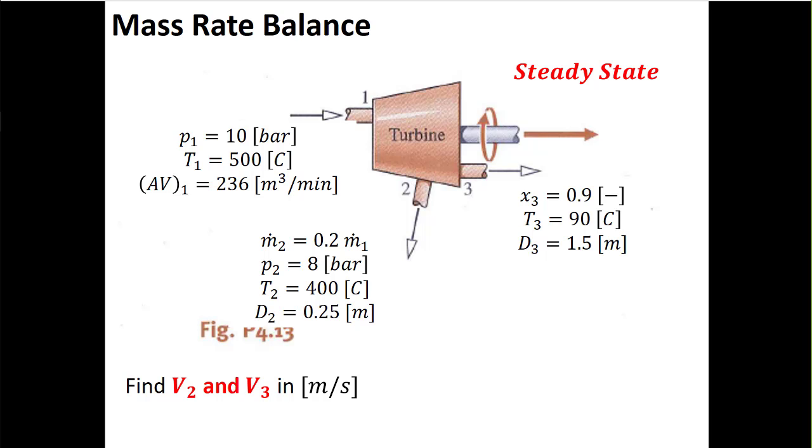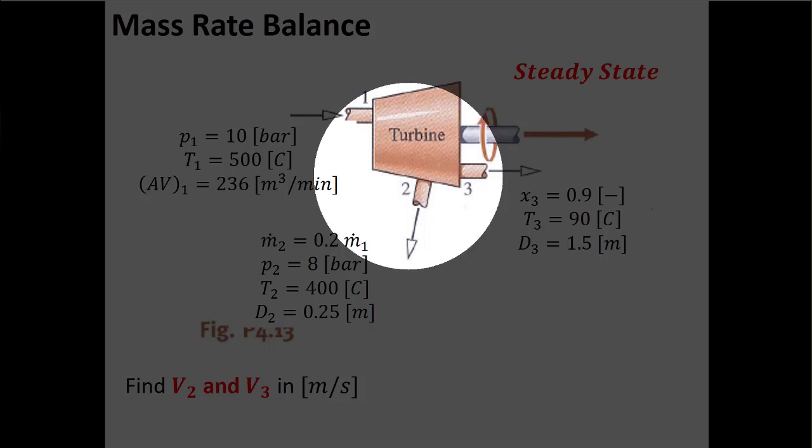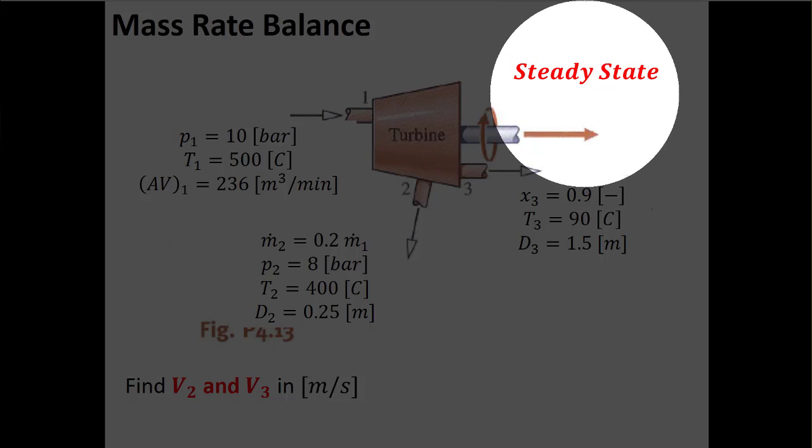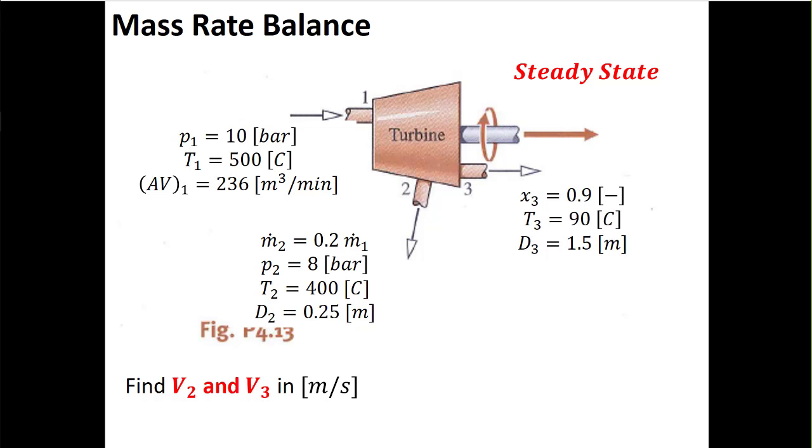But for right now, we're trying to do a mass conservation problem. So we're not worried about the energy here, and we're not worried about the spinning shaft. What we know is that we have a turbine, and the turbine, by the looks of it, has one inlet and two outlets. In this problem, we're also told that the turbine is at steady state, which means that nothing is changing over time.